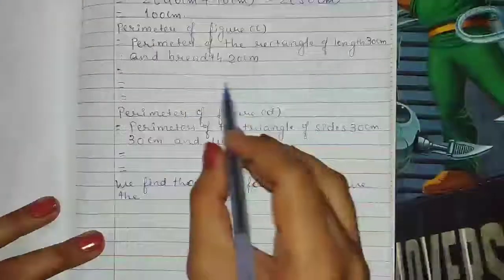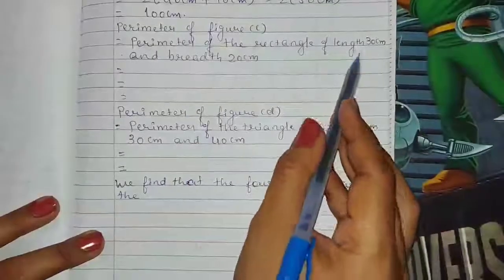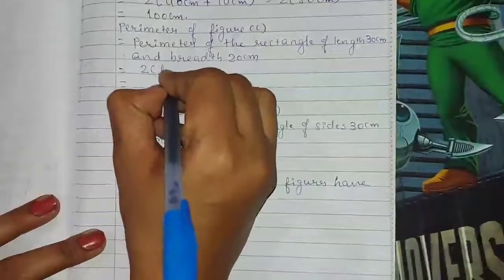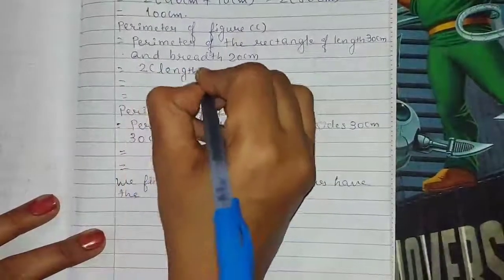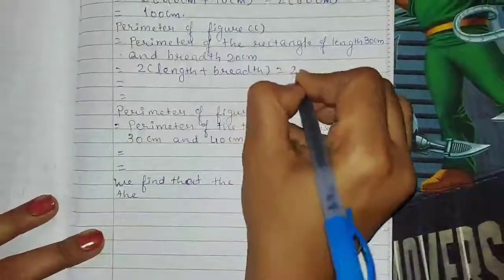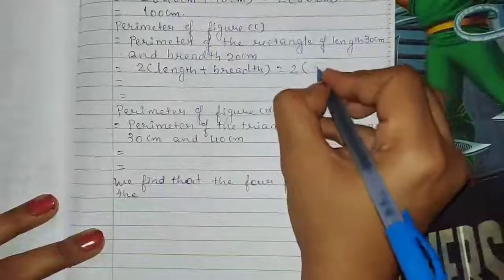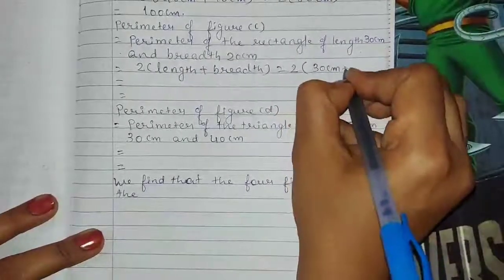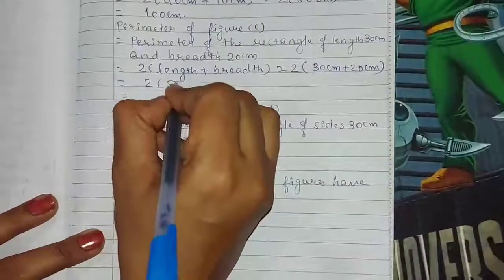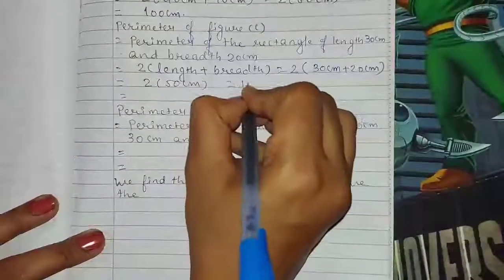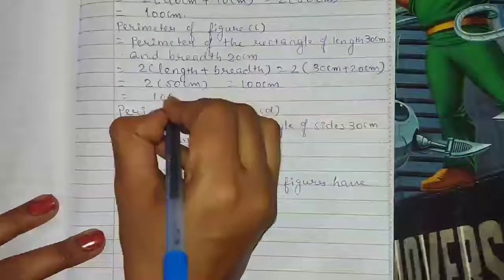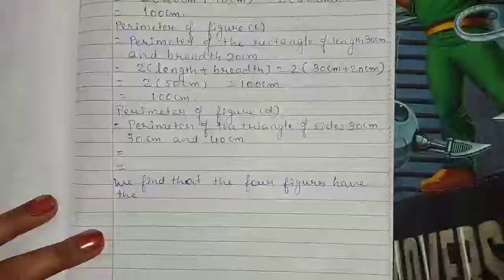Perimeter of figure C. The rectangle has length 30 centimeter and breadth 20 centimeter. So perimeter of rectangle equals 2 into length plus breadth, that is 2 into 30 centimeter plus 20 centimeter. 30 plus 20 is 50 centimeter, that is equal to 100 centimeter. Therefore, we get the perimeter of figure C as 100 centimeter.